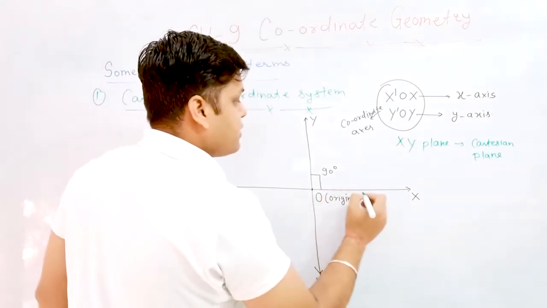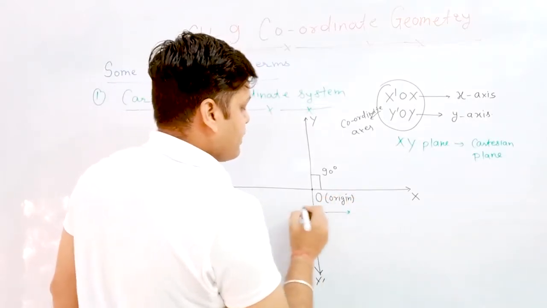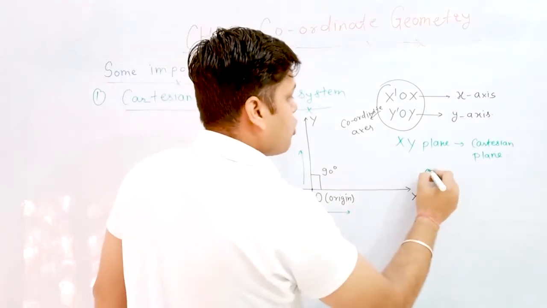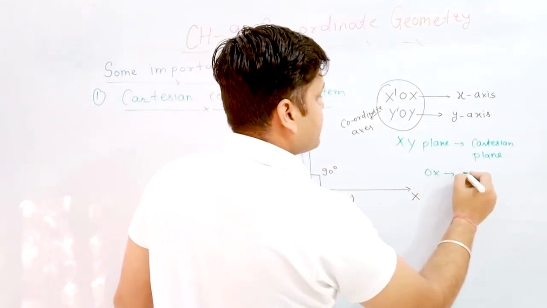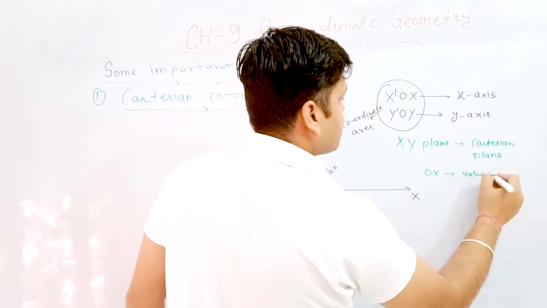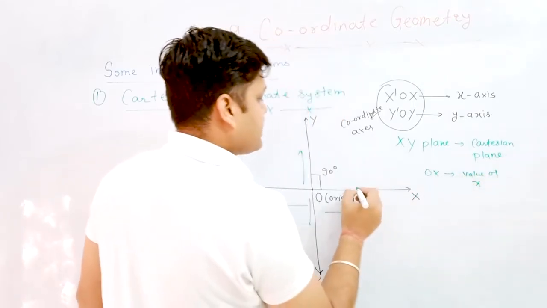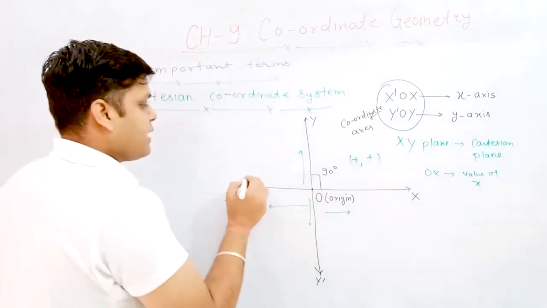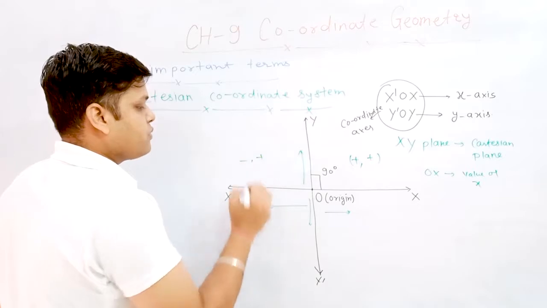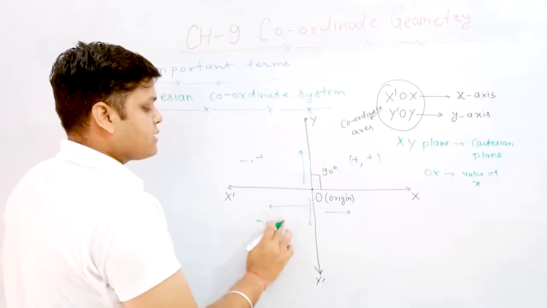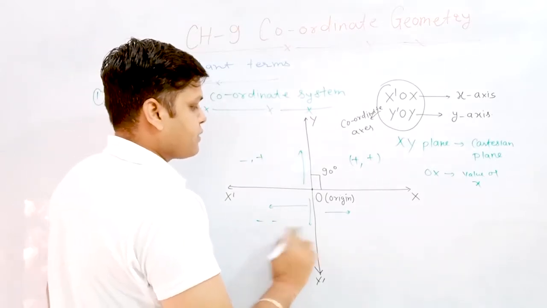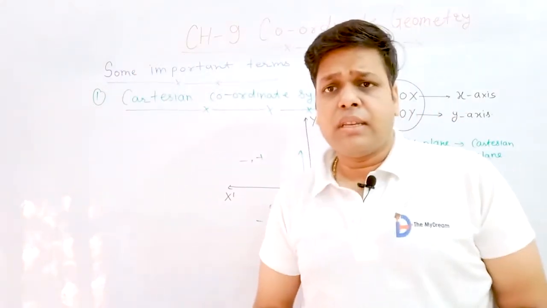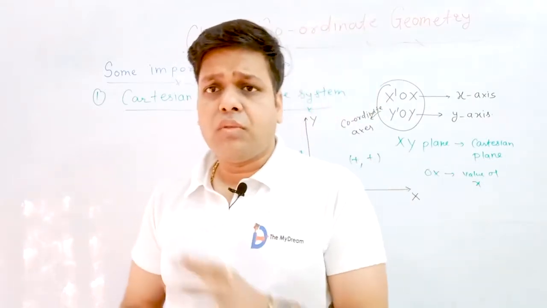Now here are some relations in values. Ox represents values of x which is positive. X will be positive here. Y is also positive. Here x is negative, y is positive. Both are negative, x and y. And here x positive, y negative. Now you are thinking, what do you mean by positive and negative?